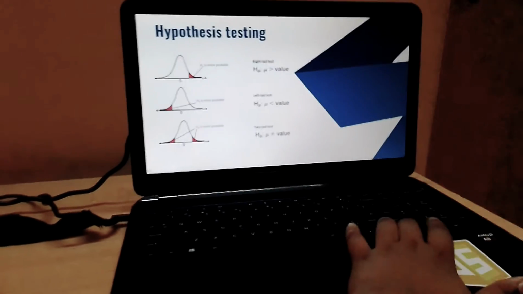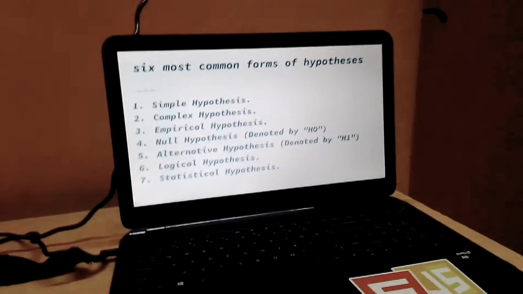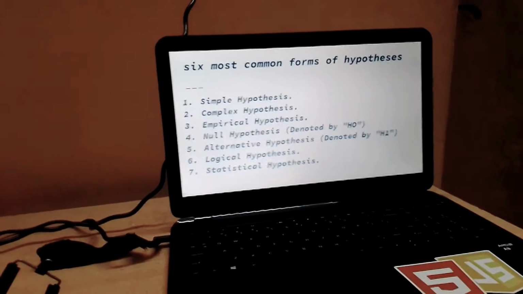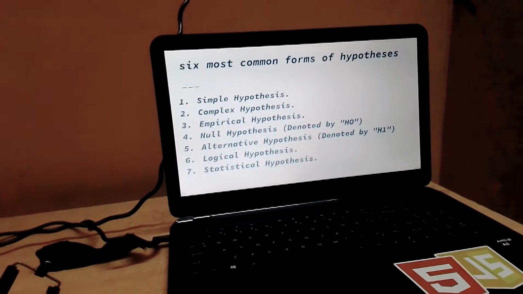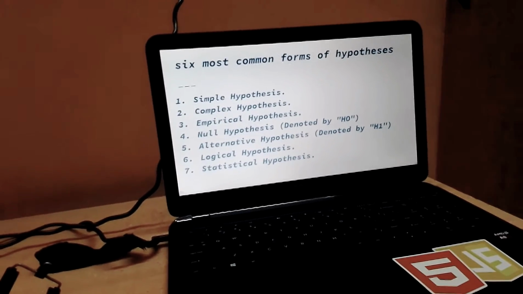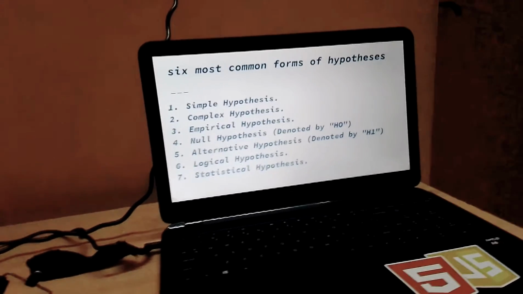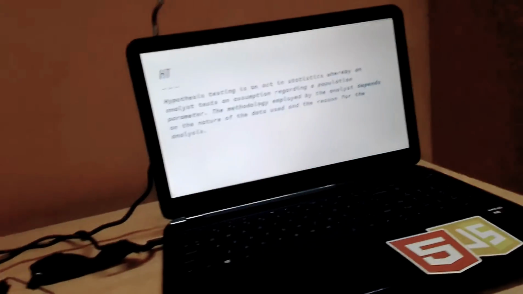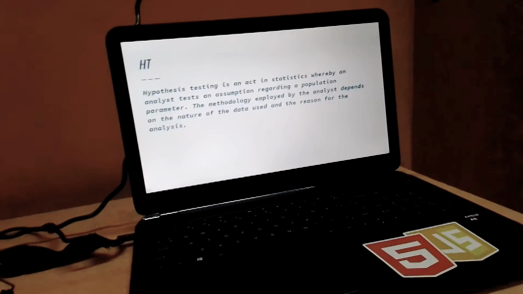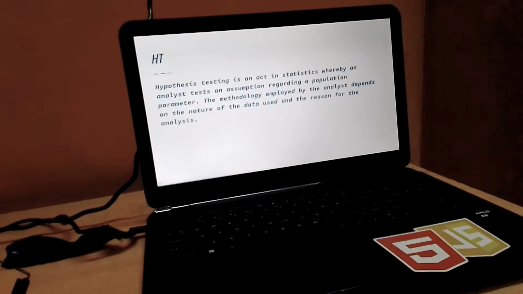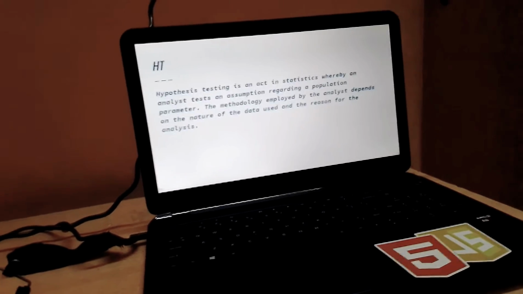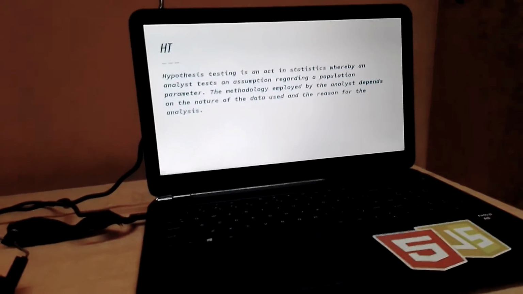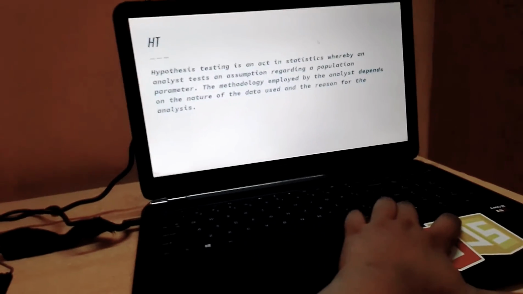So the key terms are null hypothesis and alternative hypothesis. There are different types of hypothesis: simple, complex, empirical, null, alternative, logical, statistical. We are now going to cover H0 and H1. Another definition: it's an act in statistics whereby an analyst tests an assumption regarding a population parameter. The methodology employed by the analyst depends on the nature of the data and the reason for the analysis. It's very important in machine learning.